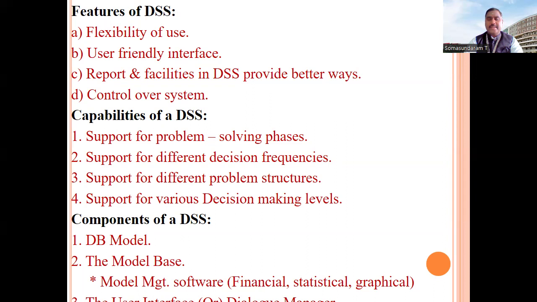Suppose you want to take important decisions regarding production, sales, marketing, organizational activities or culture, policy, whatever. It is able to provide you decisions at different levels according to the functional unit. These are the major capabilities of DSS.